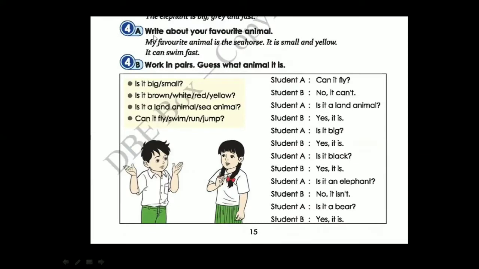Okay, 4A, write about your favorite animal. You have to write down your favorite animal. So they write down for you. And now my favorite animal is the seahorse. It is small and yellow. It can swim fast. So you have to write down your favorite animal on your own.